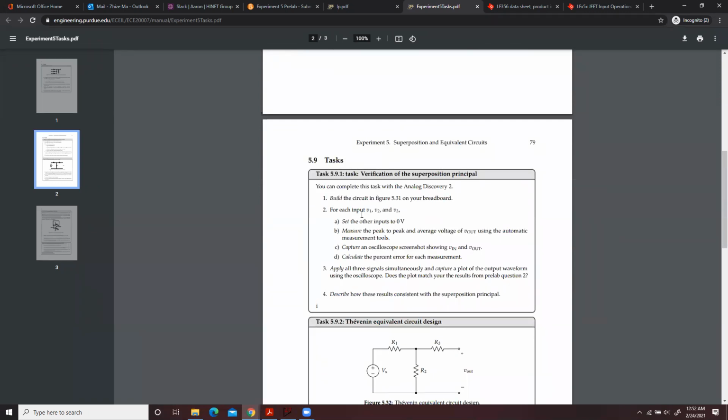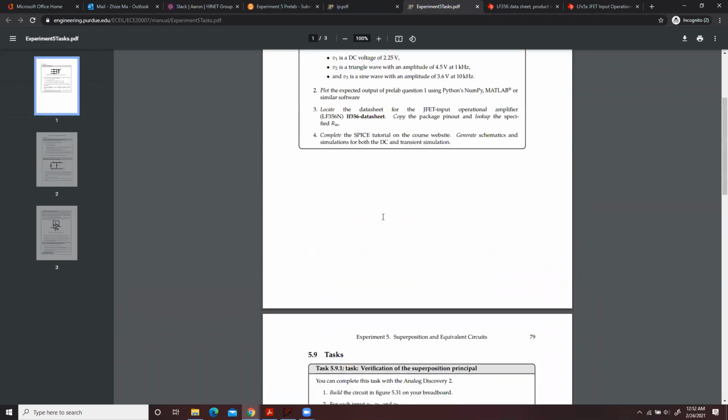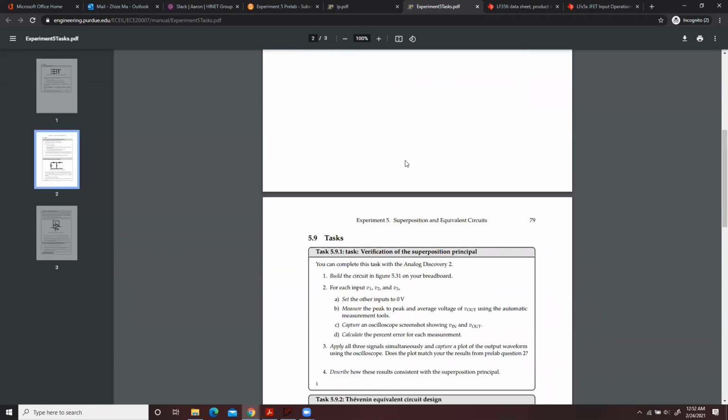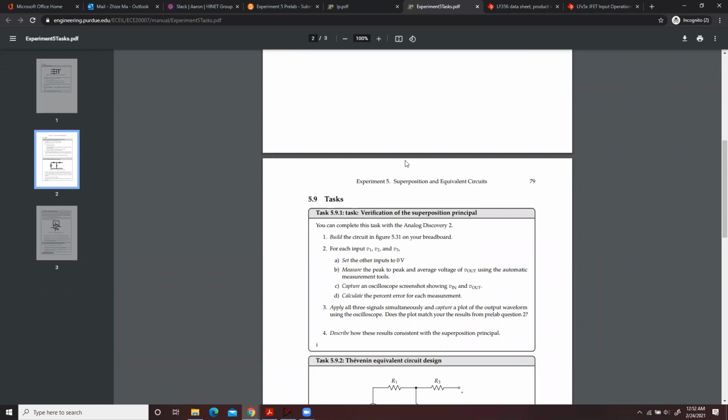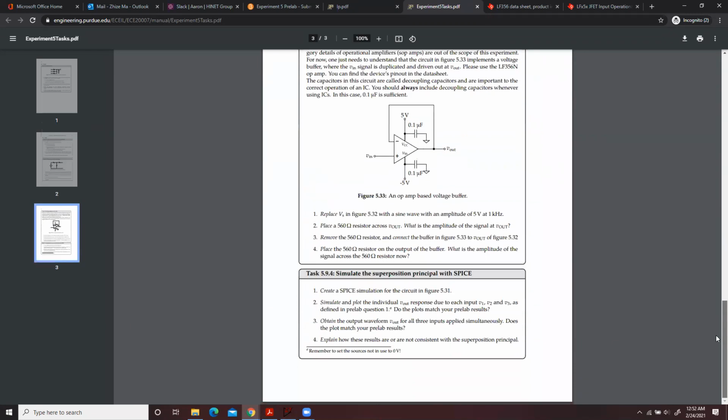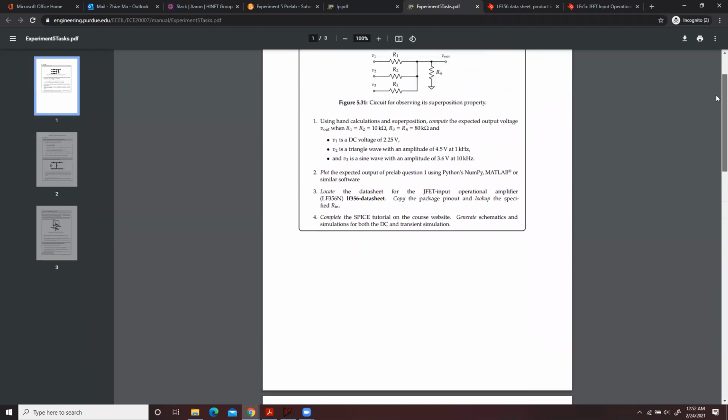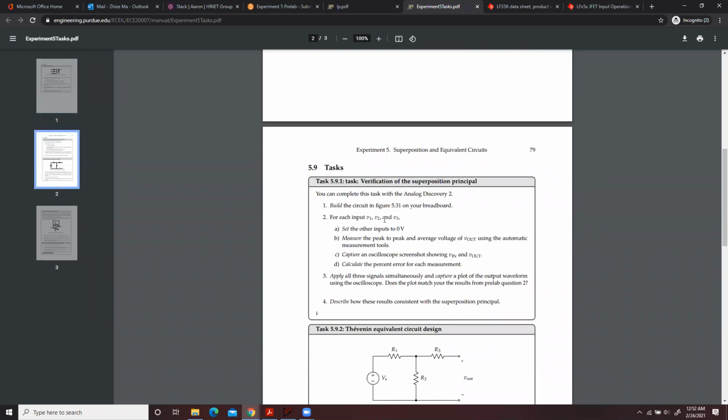just continue with prelab. You will build this circuit, the prelab circuit, on the breadboard, and you will do the same thing like task 4. You will plot the V1, V2, V3 separately, and then measure the Vout when they are turned on together.